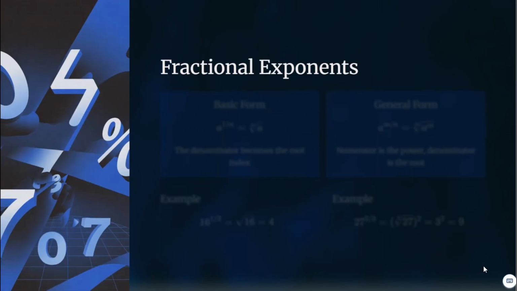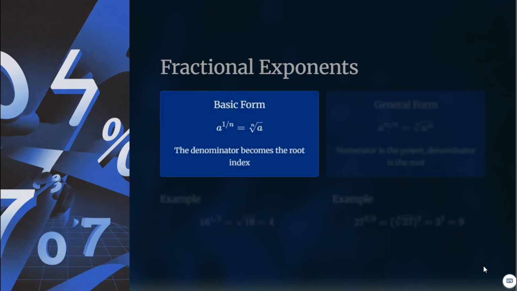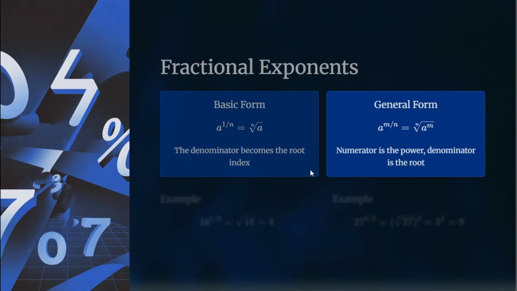Now, how about fractional exponents? Here's the basic form. If we have a to the power 1 over n, you can rewrite this as the nth root of a. So in other words, the denominator n becomes the root index. The general rule is as such. If you have a to the power m over n, this is the equivalent of the nth root of a, to the power m. So the numerator is the power, m in our case, and the denominator is the root.